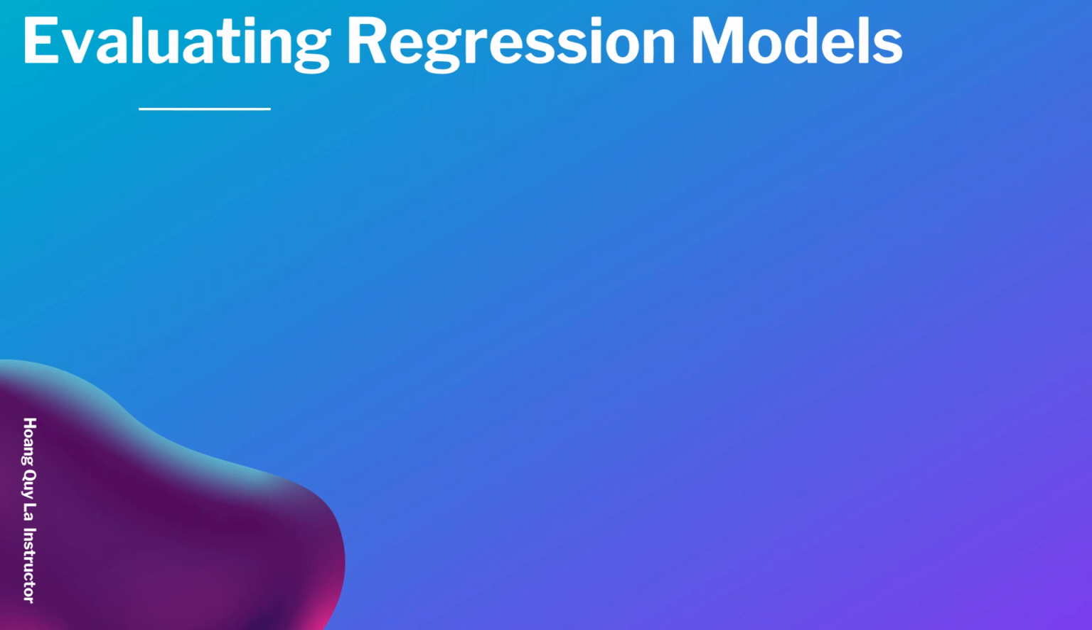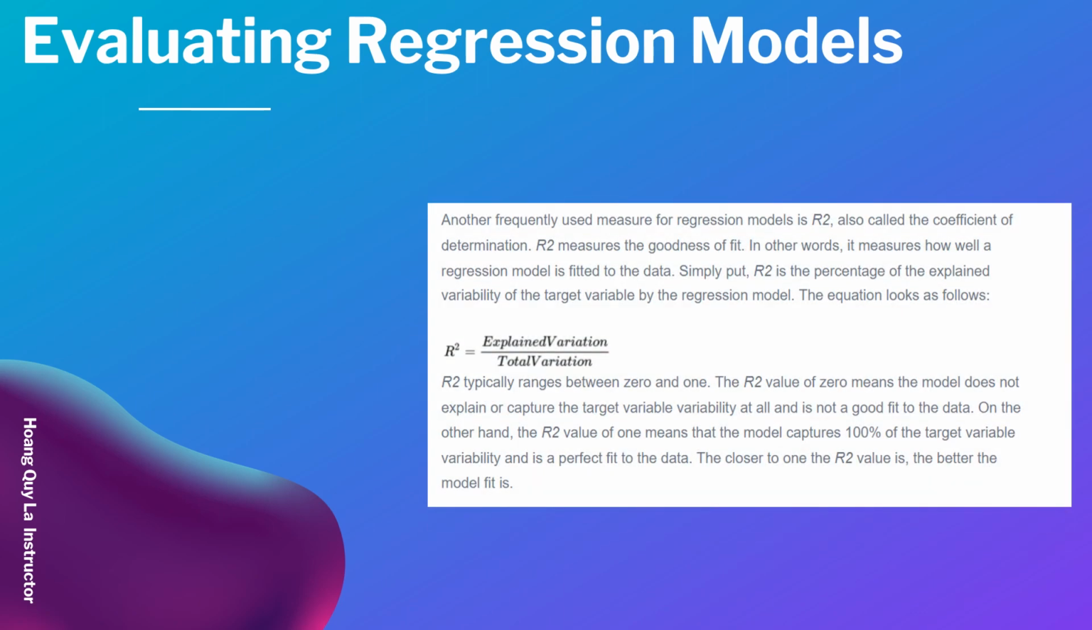Another frequently used measure for regression models is R square, also called the coefficient of determination. R square measures the goodness of fit. In other words, it measures how well a regression model is fitted to the data. Simply put, R square is the percentage of the explained variability of the target variable by the regression model. The equation is like that: R square equals the explained variation divided by the total variation.